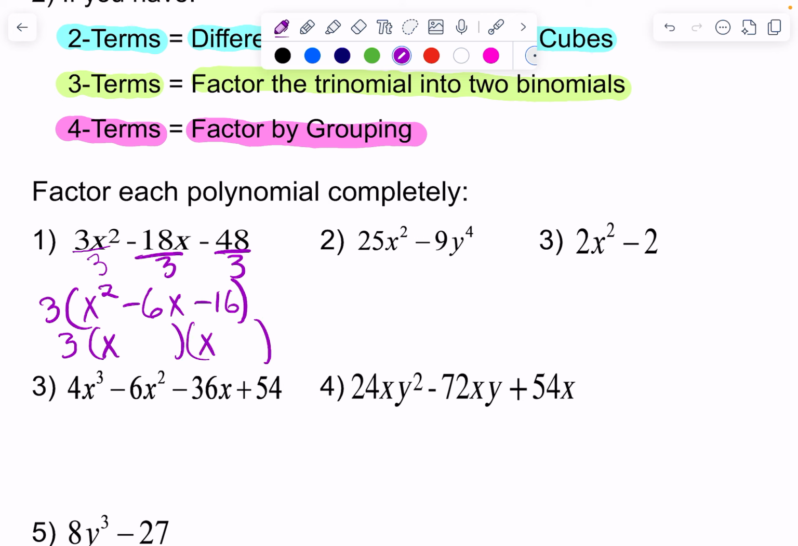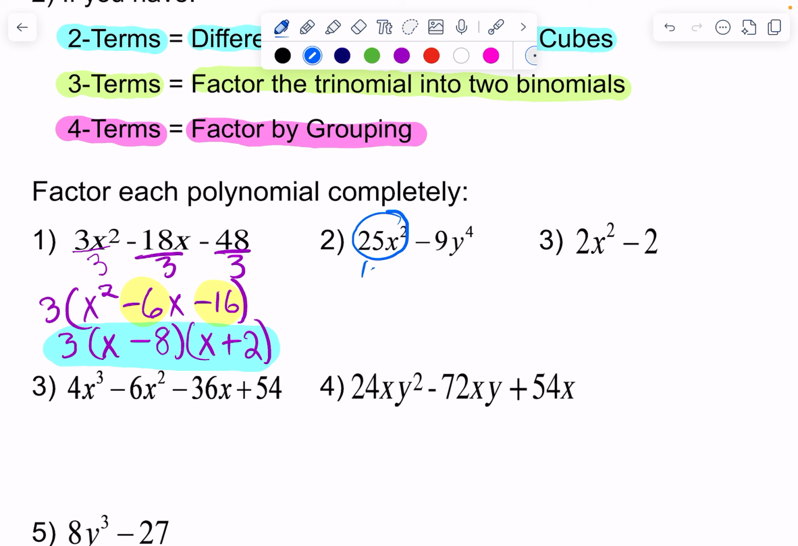Then I have a trinomial here, so I'm going to factor it into two binomials, my x and my x. And then I'm going to ask the question, what times what is negative 16, but when added together is negative 6? And my answer will be negative 8 and positive 2, because when negative 8 is multiplied by 2, you get negative 16, and negative 8 plus 2 is negative 6. Perfect.